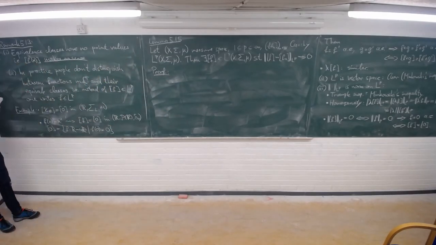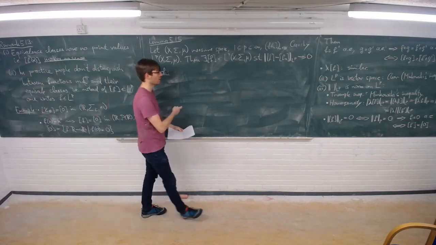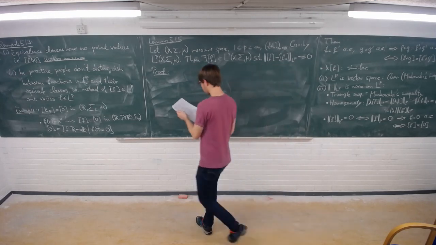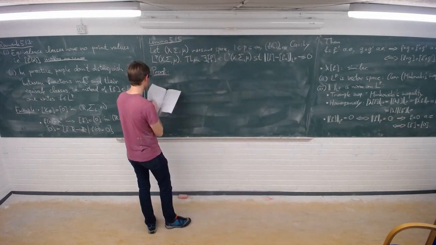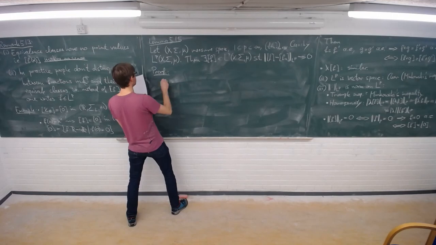Okay, and in the proof, again, we have to distinguish p equal to infinity and p less than infinity. But the ideas of the proofs are similar. So we'll start with the case p equal to infinity.